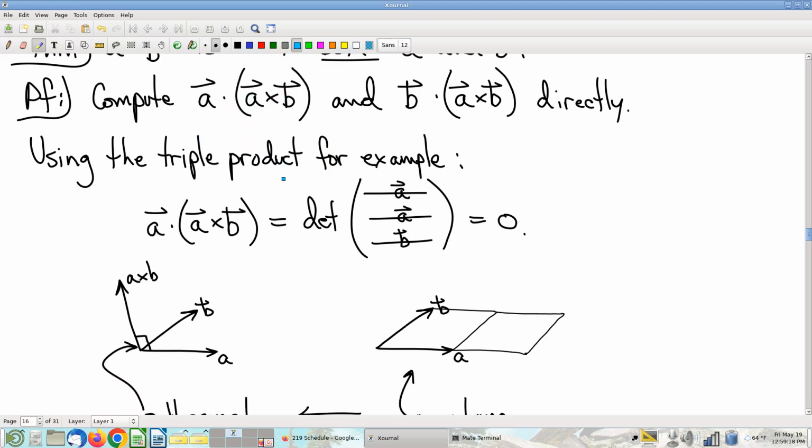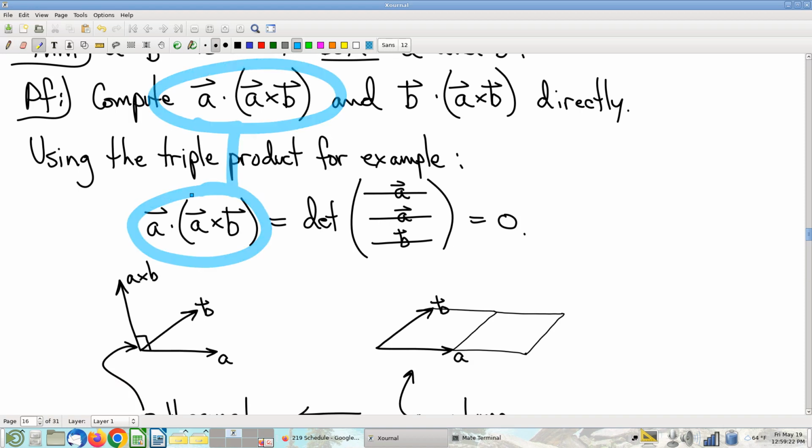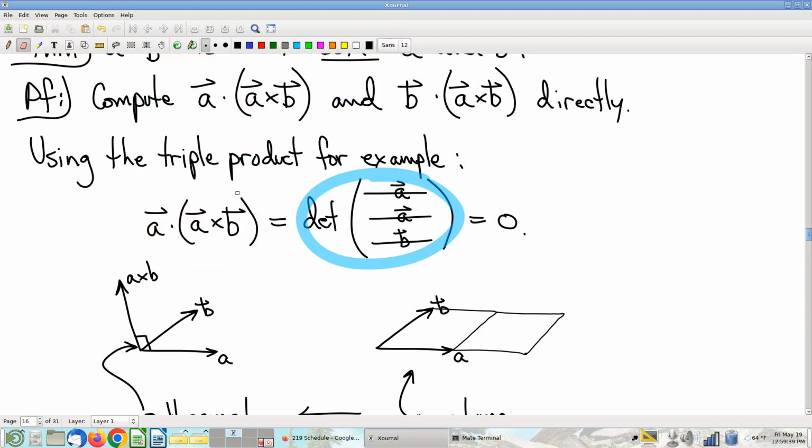And that is, I'm going to compute this dot product by interpreting it as a triple product. I'm doing a dot product, and one of the vectors is a cross product. A dot product with a cross product is a triple product, which we just saw above is a determinant. Okay. Well, wait a minute.